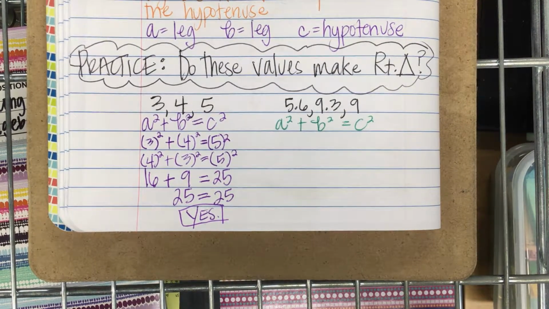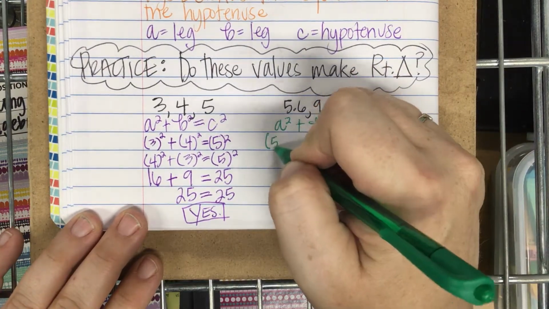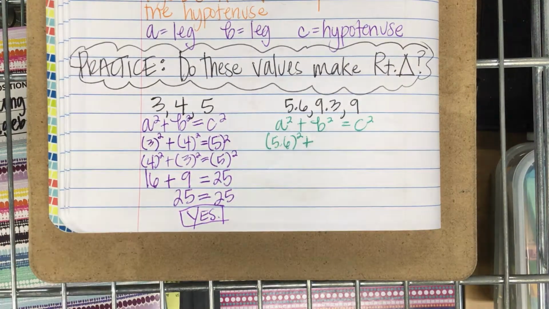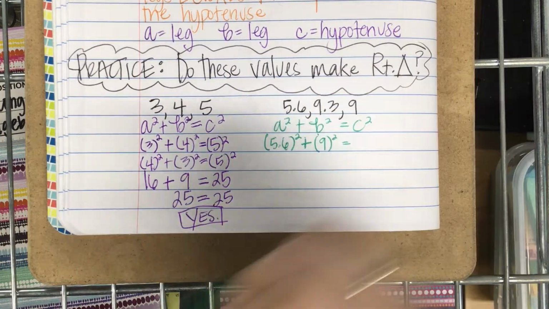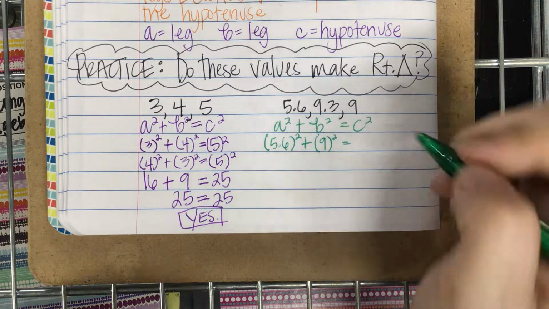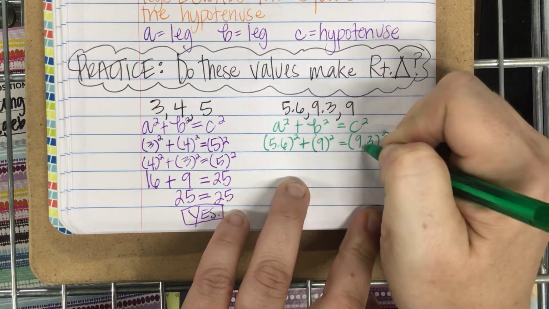Maya? 5.6 squared. Plus, what should go in for B, Gregory? 9 squared. And C? Alyssa? 9.3 squared. Good. I tried to trick you guys by not putting them in order. You didn't fall for it.